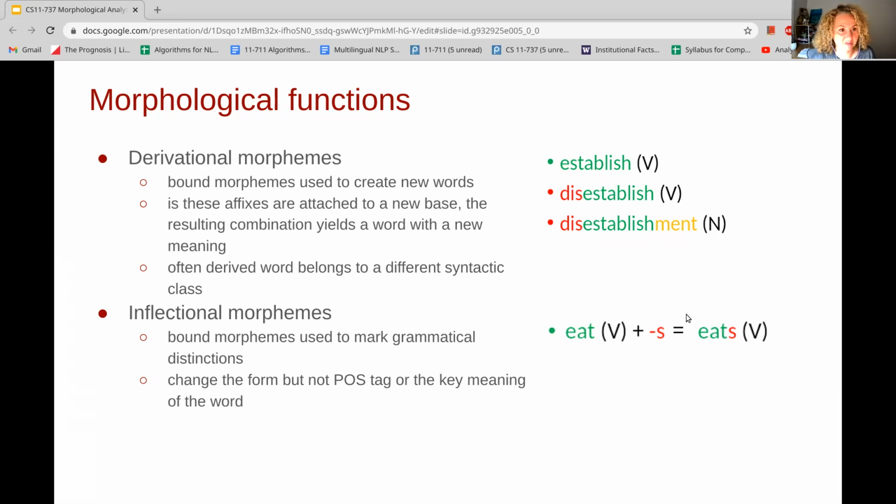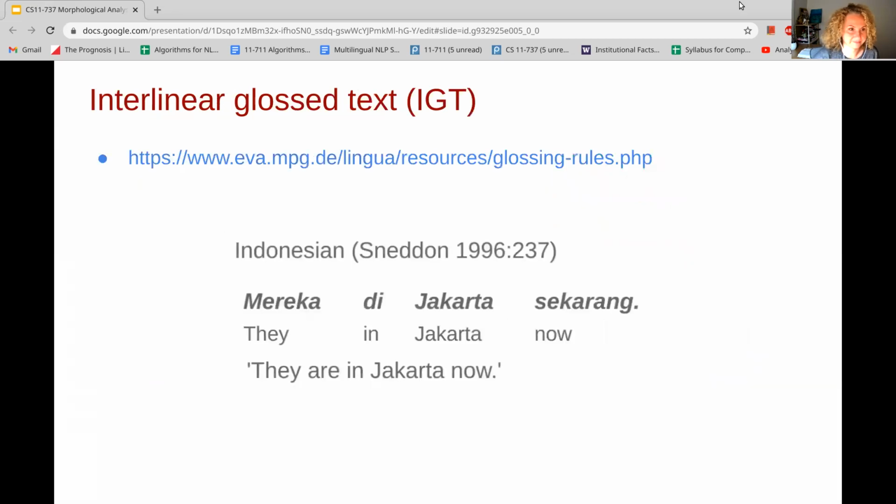The second type of morphological function is inflection. An important class of morphemes are inflectional morphemes. They are used to mark grammatical distinctions like cat. And the suffix s will turn it into cats, but it does not change the meaning of the word.